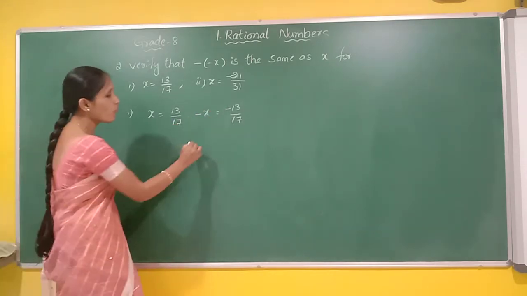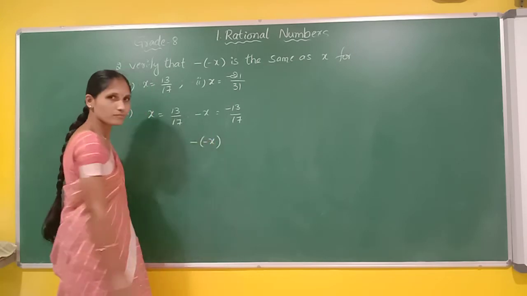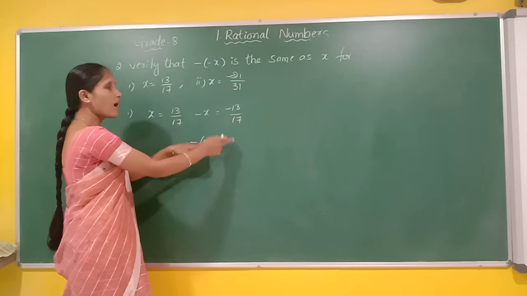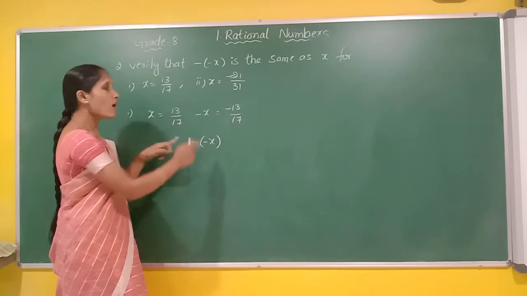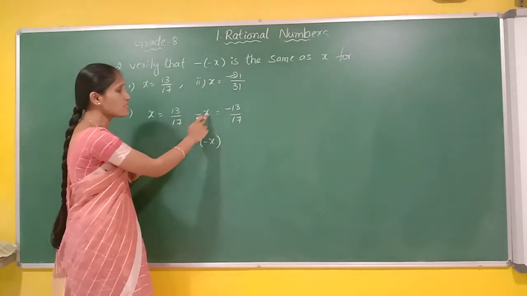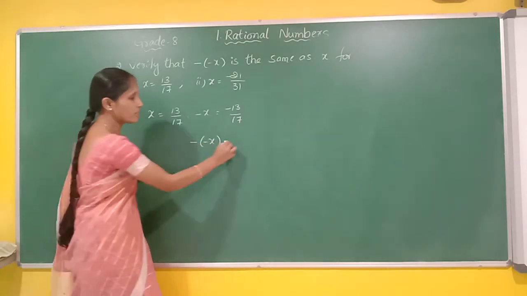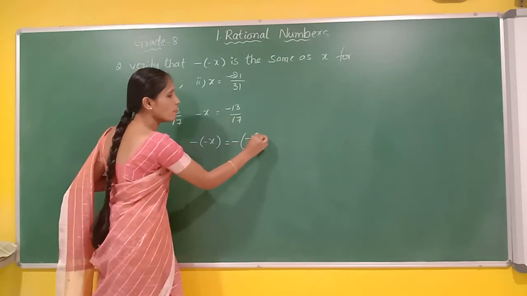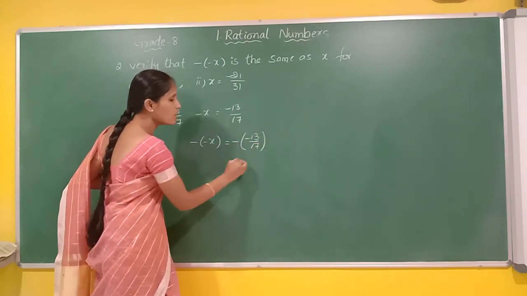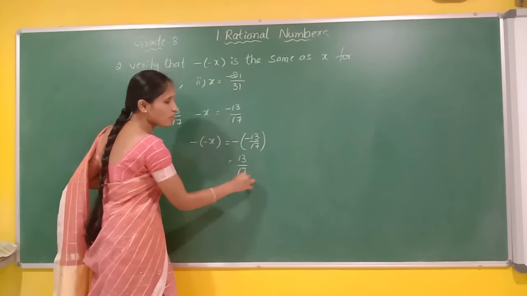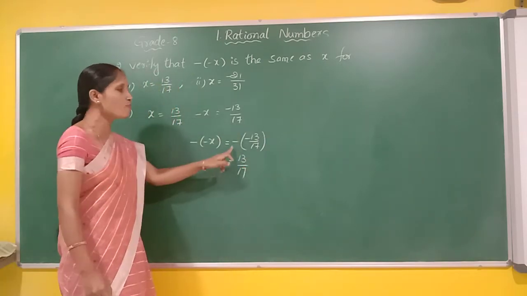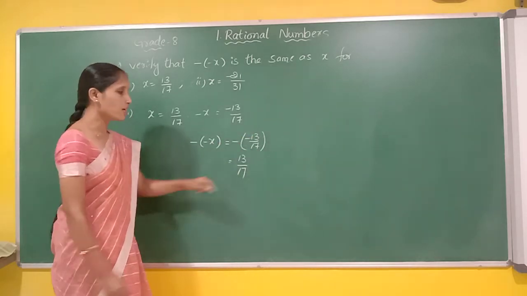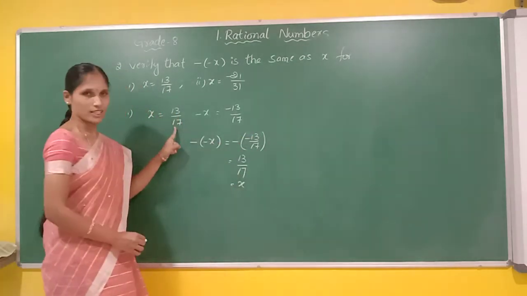Now write the value of minus of minus x. Means again we are writing the additive inverse of minus x. Additive inverse of minus x is minus of minus x. In the same way, additive inverse of minus 13 by 17 is minus of minus 13 by 17, that is equal to plus 13 by 17. Minus into minus equal to plus. Minus of minus equal to plus. This value is equal to plus 13 by 17. The value is equal to x only.